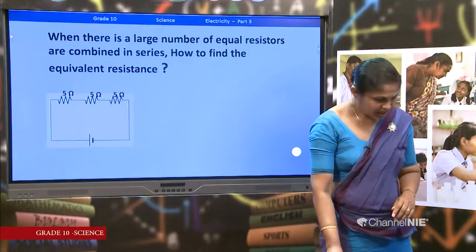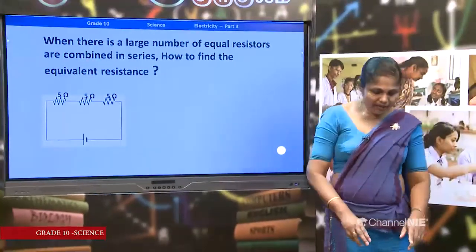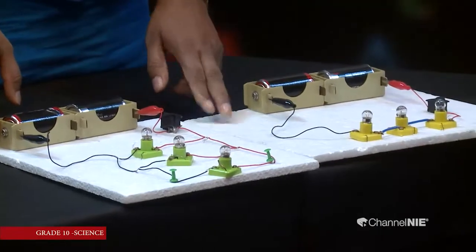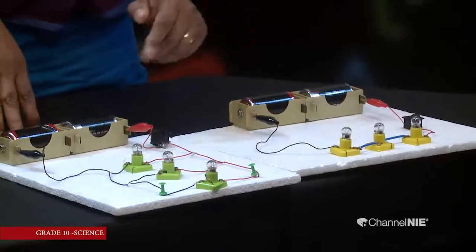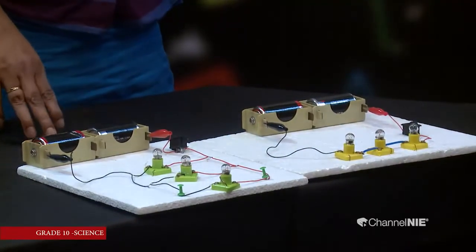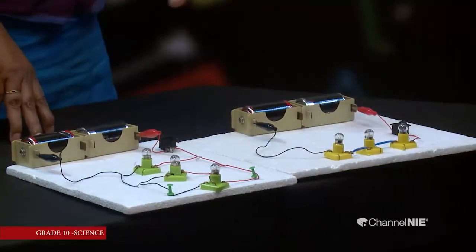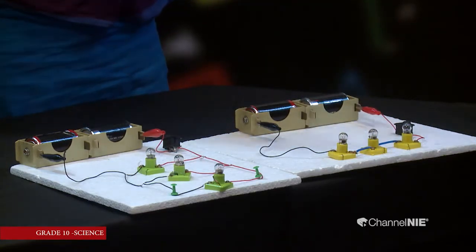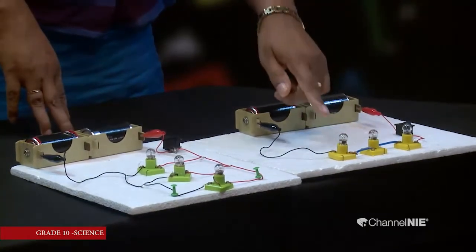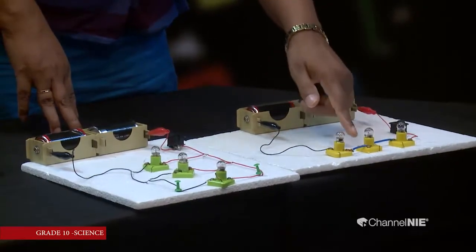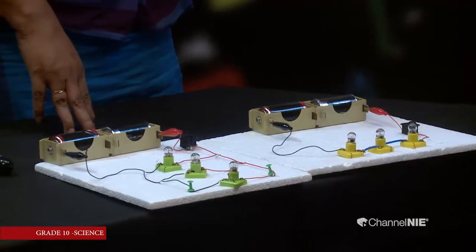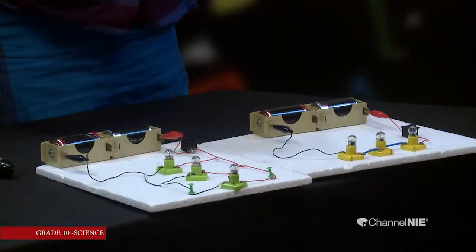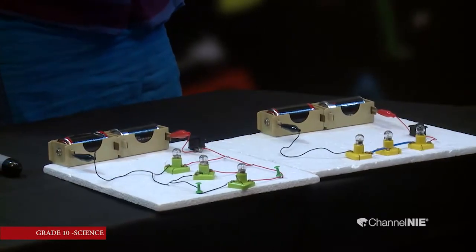Right, okay. Look at here, children. I have arranged two circuits here. Suppose these are equal filament bulbs, torch bulbs, with equal filament resistances. When the bulbs are connected like this, it is similar to resistors connected in series. Here you can see three bulbs connected in series, as if three resistors are connected in series. Here the three bulbs are connected in parallel, as if three equal resistors are connected in parallel, right?